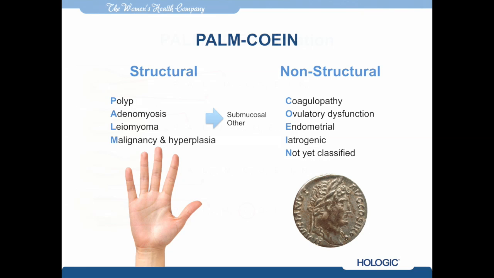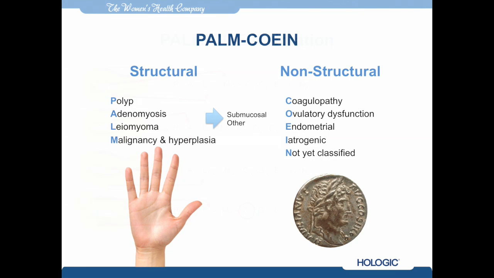The non-structural underlying reasons for abnormal uterine bleeding use the acronym COEIN, C-O-E-I-N, and include C being coagulopathy, either due to an underlying disease such as von Willebrand's disease, or induced by the use of anticoagulation medications such as warfarin or heparin. O for ovulatory dysfunction, AUB-O, which we recently discussed in an ACOG practice bulletin.